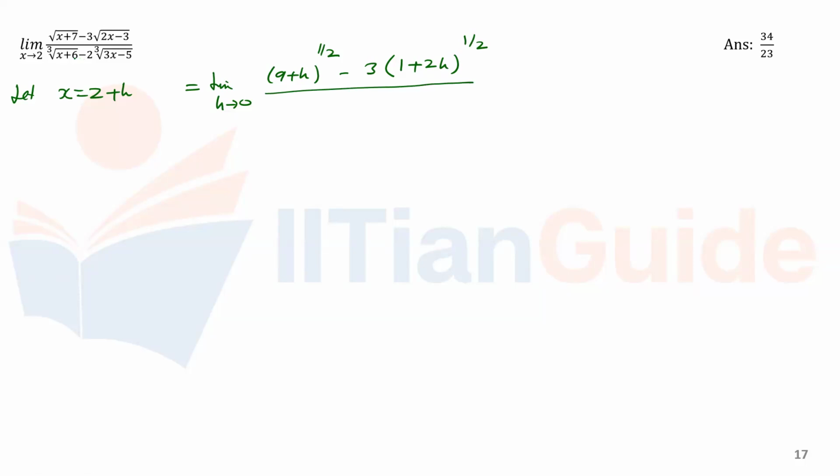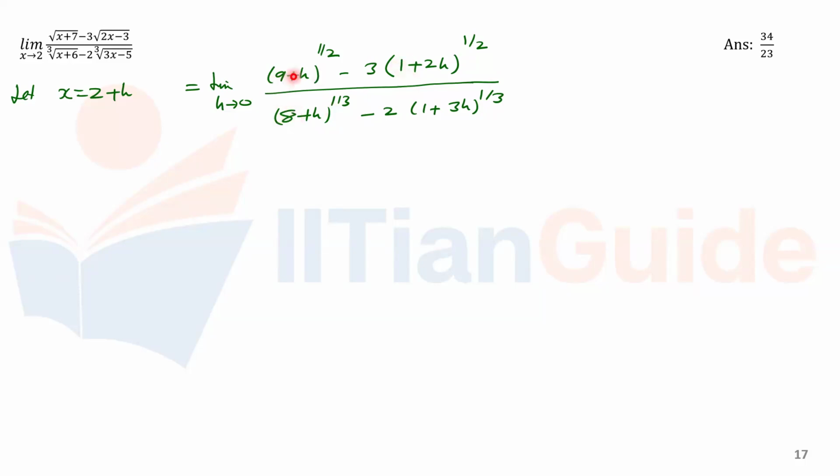Okay. Now I am doing the same thing in the denominator. 2 plus h gives me (8 plus h) power 1 by 3 minus 2. If I put x to be 2 plus h, 6 minus 5 gives me 1, after that plus 3h, whole power 1 by 3. I got this. I'm going to use the binomial, but as I told you, I need 1 here. 1 is there, no problem.